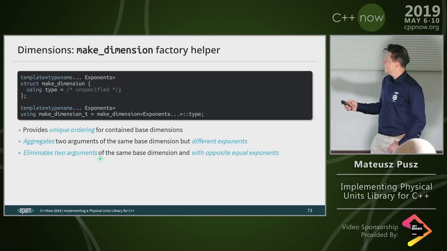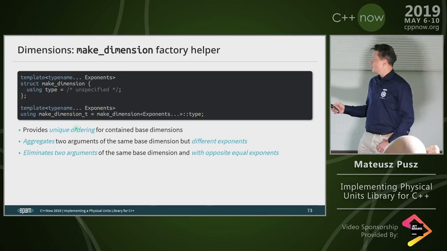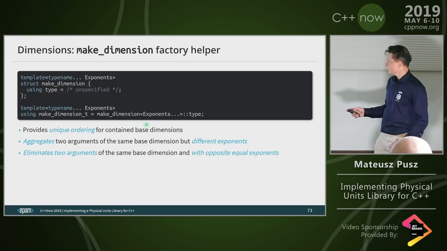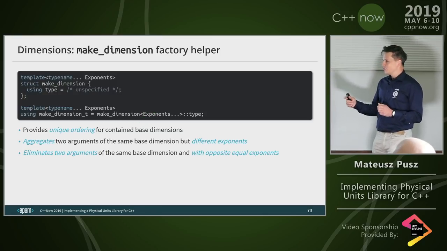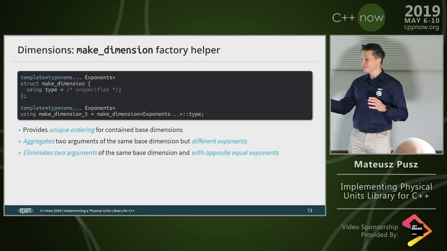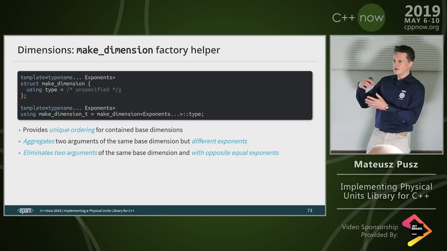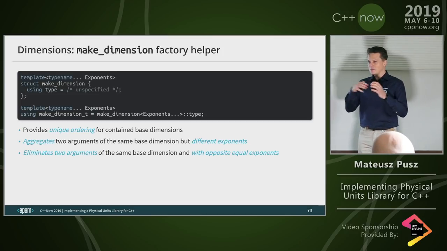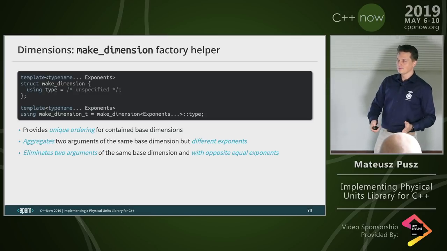For that, I provided a make dimension helper that provides a unique ordering of exponents. If we have a list of exponents and we find two elements of the same dimension, we just add or subtract them depending on the exponent value. If it turned out that we have like plus 1 and minus 1, so the result is 0, we just remove it from the type list.